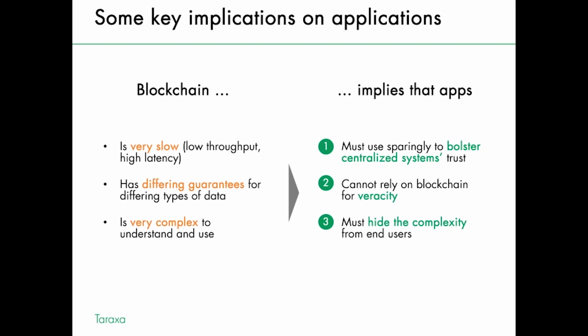The first one is that blockchain systems are very slow. They're very slow compared to centralized systems. Decentralized systems, not surprisingly, are always slower than centralized systems. So what does that mean? That means you should not try to replace centralized systems completely with decentralized systems. If you do that, you're going to get very poor performance.